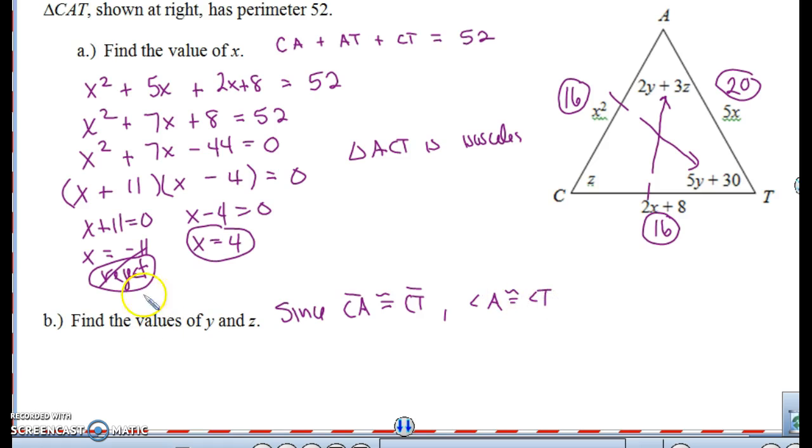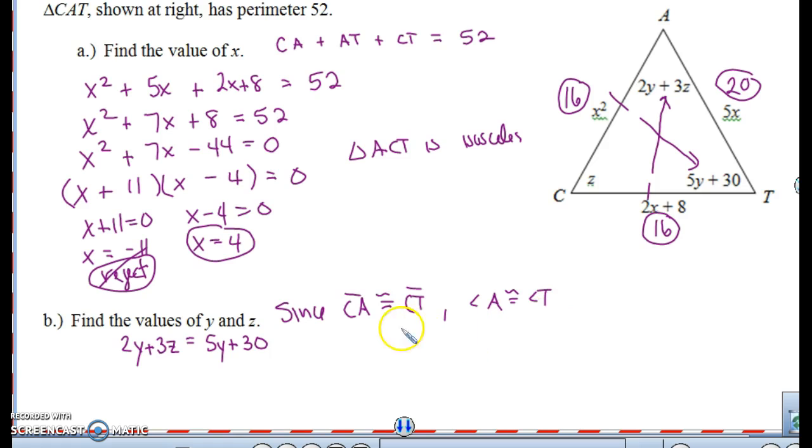So that's one fact that I know would help me find y and z. So that means 2y plus 3z is equal to 5y plus 30. Alright, so I have y and z there. Now, I need another equation. Since I have two variables, I need two equations. I need to know something else about angles.